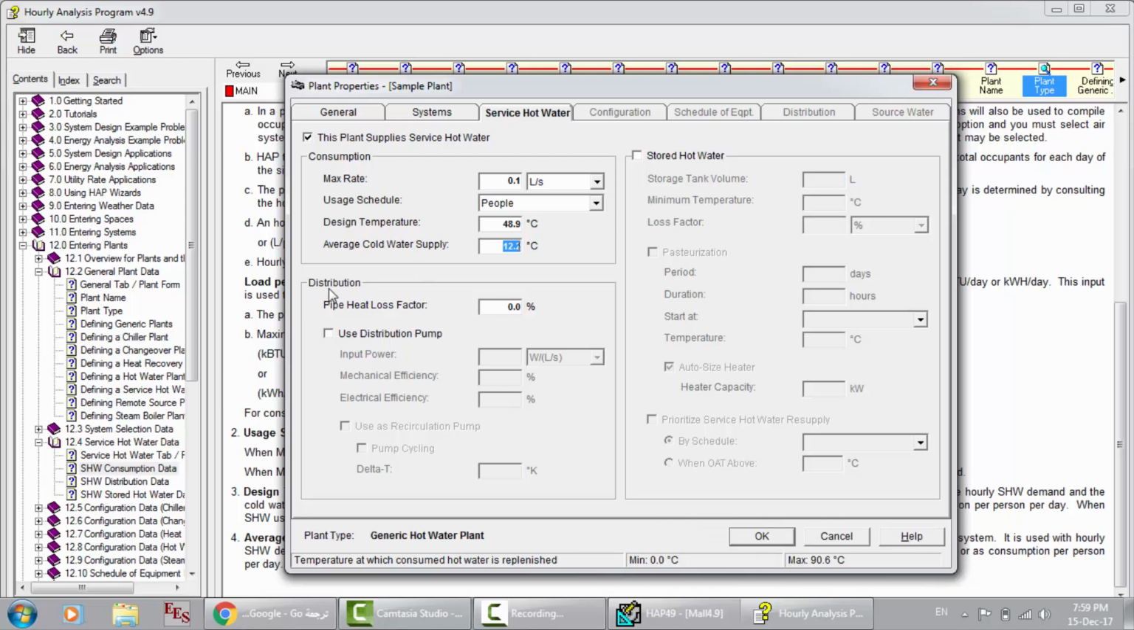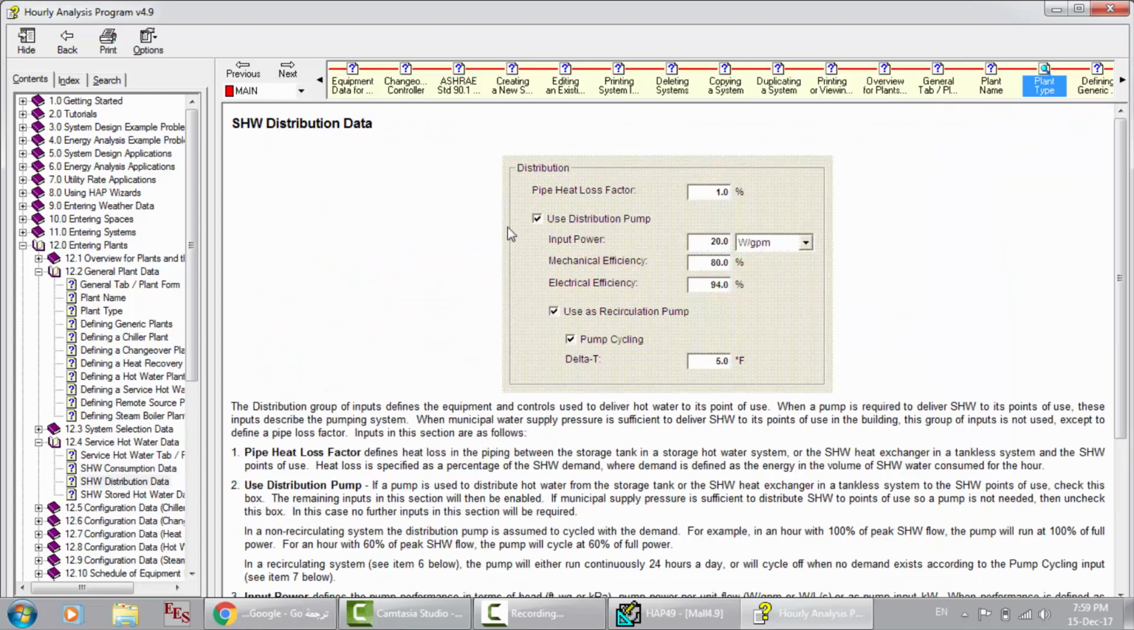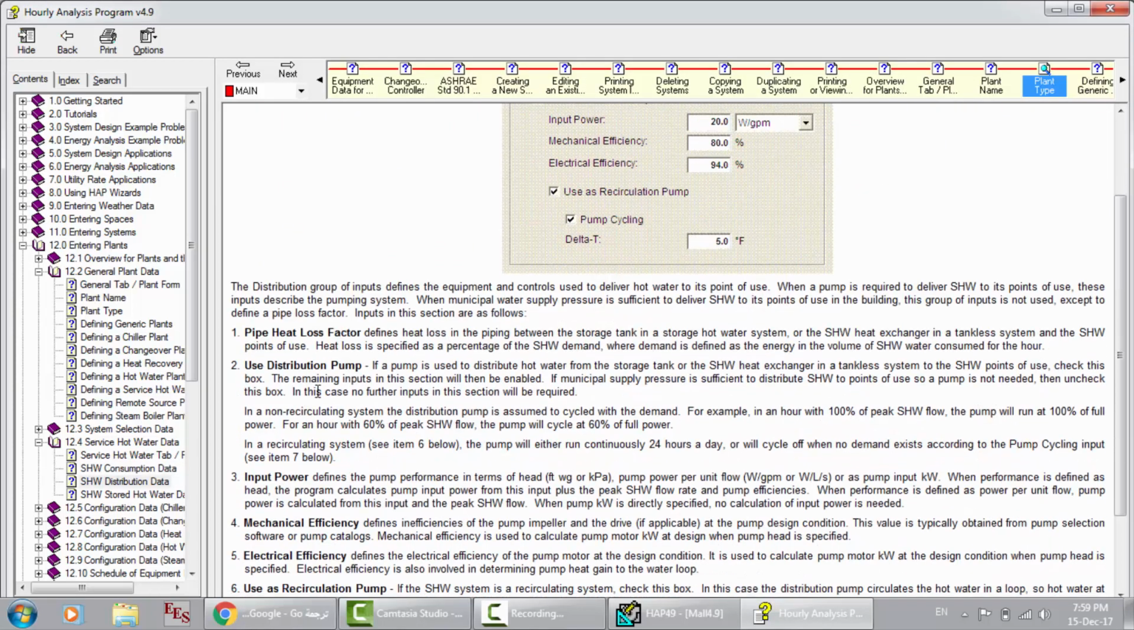For the distribution, the pipe heat loss factor, you have to estimate it, the percentage of heat loss from pipework between the heat exchanger and the point of consumption. It's according to the piping length and the degree of insulation. For more information, you can get it from here.